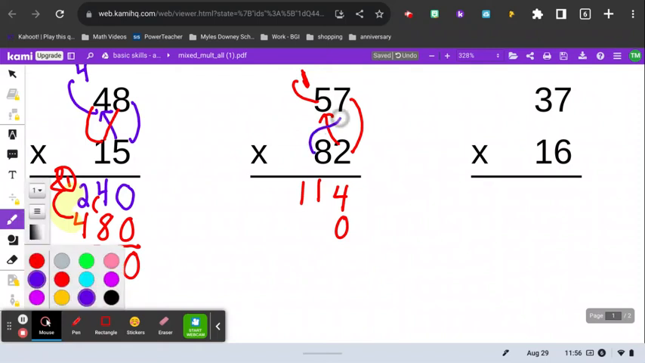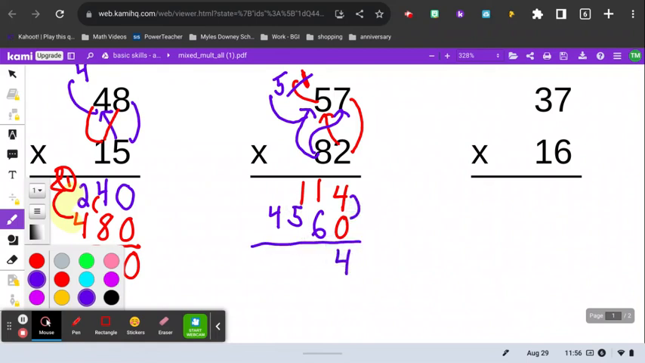So now we do 8 times 7 is 56. And then 8 times 5 is 40. Plus 5 is 45. Then we add. 4 plus 0 is 4. 1 plus 6 is 7. 1 plus 5 is 6. And then just the 4.